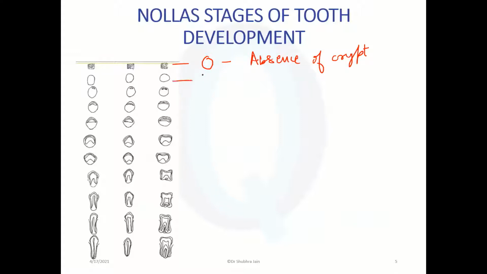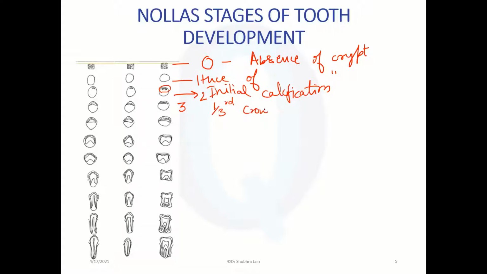Next is presence of crypt. Then there is initial calcification, like you see some calcification. So 0, 1, 2, 3. 3 is 1/3 of the crown is complete. 1/3 crown completion. 4, 2/3 crown. 5, crown almost complete. 6, crown complete.